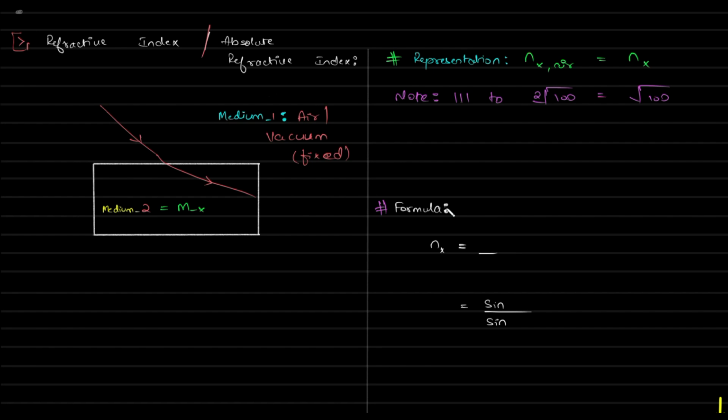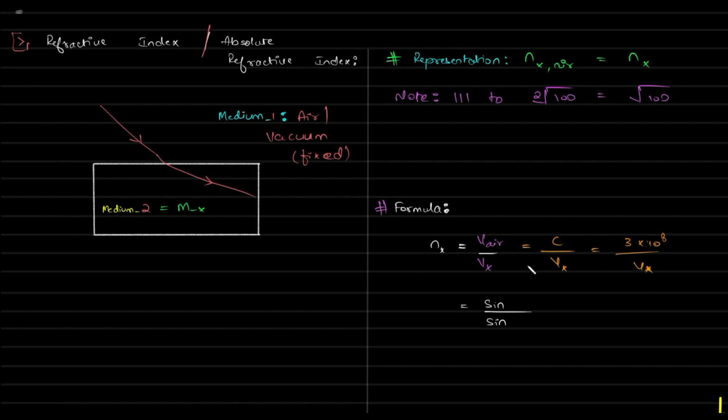When it comes to formula, it remains the same. We have velocity of light in air divided by velocity of light in medium x. Again, there's a small change in representation. Velocity of light in air is represented by c, divided by velocity of light in x, which is also equal to 3 into 10 to the power of 8 divided by velocity of light in x. So please remember, this is a fixed value. The speed of light in vacuum, if not air, is approximately equal to 3 into 10 to the power of 8 meters per second. This is a value which you have to remember.